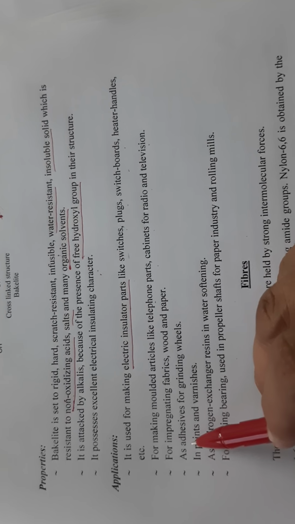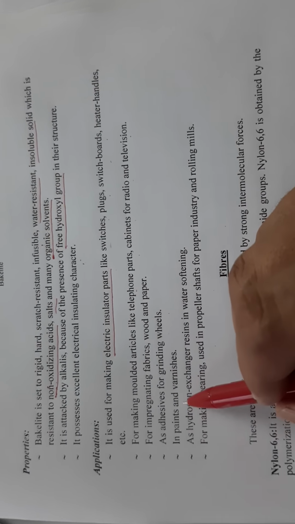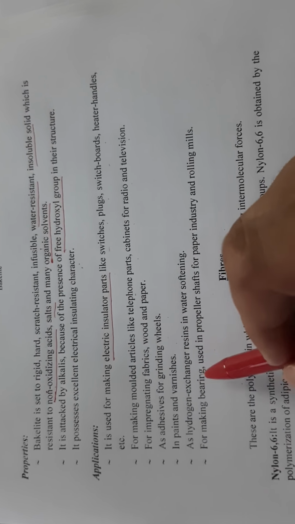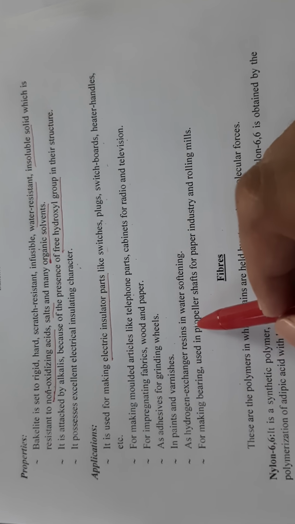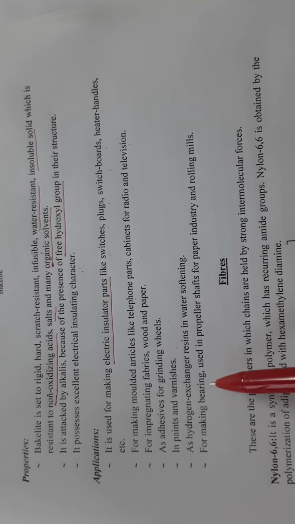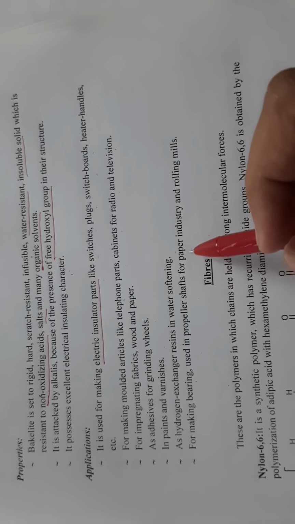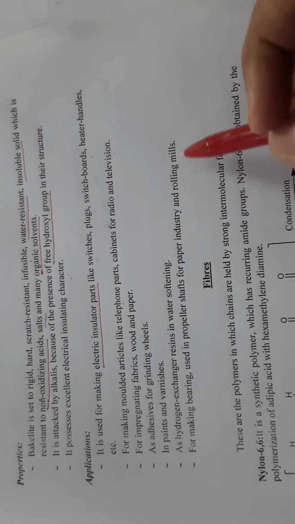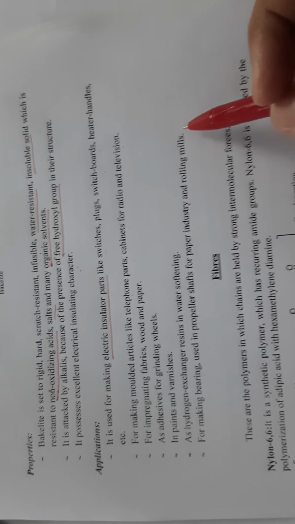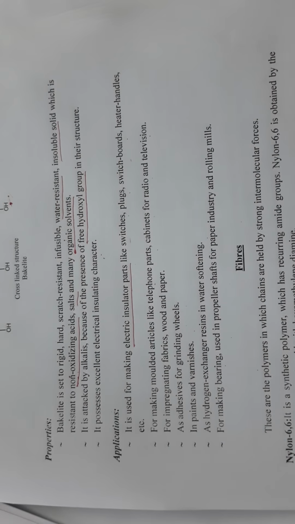And these are used as adhesives for grinding wheels and in paints and varnishes, and as a hydrogen exchanger resin in water softening, and these are used for making bearings used in propeller shafts and the paper industry and rolling mills, etc. So these are the properties and applications of the Bakelite.